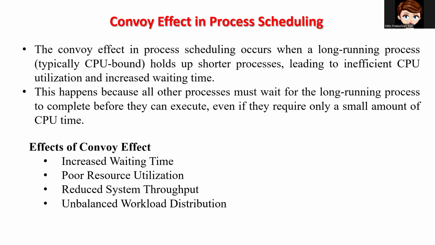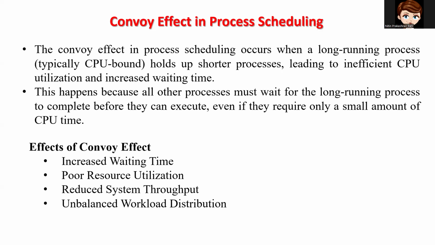And the last thing, the convoy effect. This is considered in process scheduling, and it occurs when a long running process, typically CPU bound, holds up shorter processes, leading to inefficient CPU utilization and increased waiting time. This happens because all other processes have to wait for the long running process to complete before they can execute, even if they require only a small amount of CPU time. Because of this convoy effect, shorter processes experience unnecessary delay. That's why waiting time is increased.